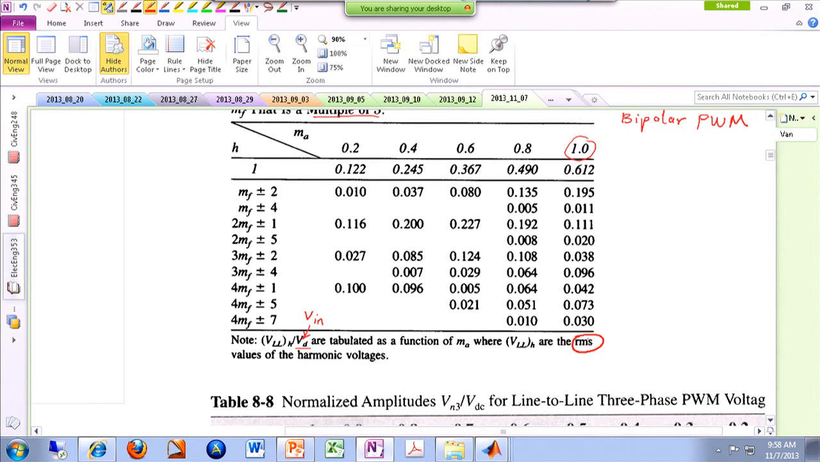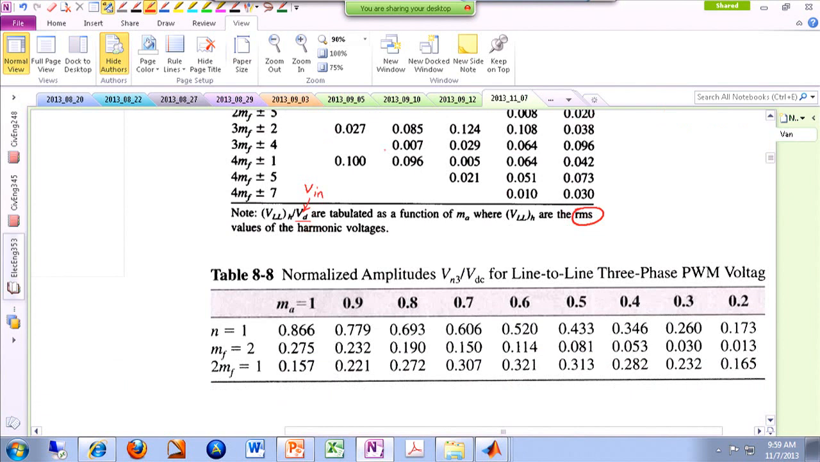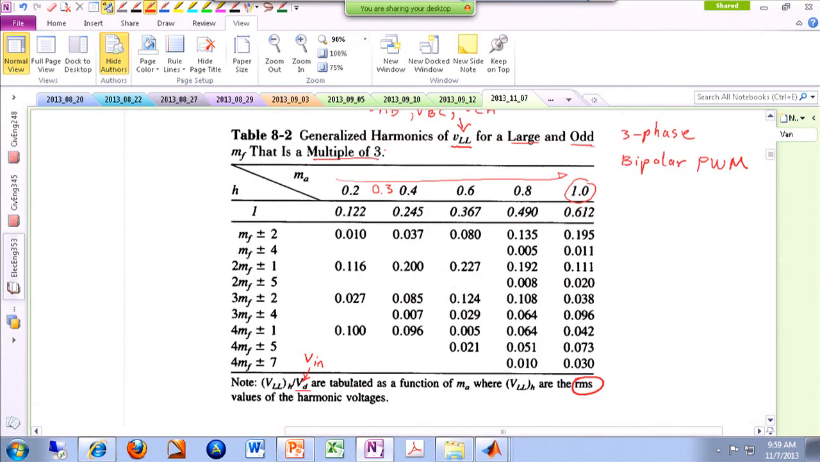So the suggestions are, on this axis, we have MA, the amplitude modulation index, growing from 0.2 all the way to 1, covering the entire linear region. We only have steps of 0.2, 0.4, 0.6, 0.8, and 1. For instance, for 0.3, we don't have anything. Well, there's another table down here which gives us some values for 0.3, but if you don't have access, what you can do, which is an approximation, is just take the average of these two numbers. And that gives you a rough estimate of what your harmonics are at 0.3.